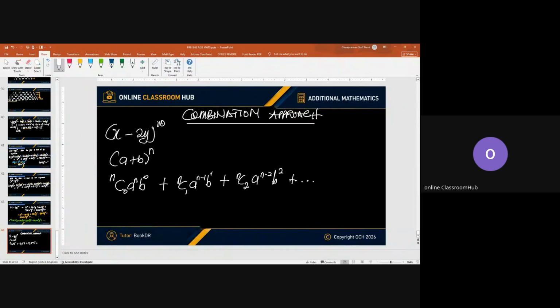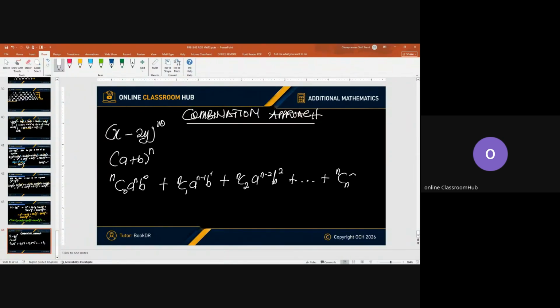So plus etc. until you get to n combination n. So this one will be increasing up to the n. So if it is 5, you will do 5 combination 0, 5 combination 1, 5 combination 2, 5 combination 3, 5 combination 4, 5 combination 5, then you end there. If it's 10, you start from 10 combination 0, 10 combination 1, 10 combination 2, 10 combination 3, until you get to 10 combination what? 10. That means that's the last one.